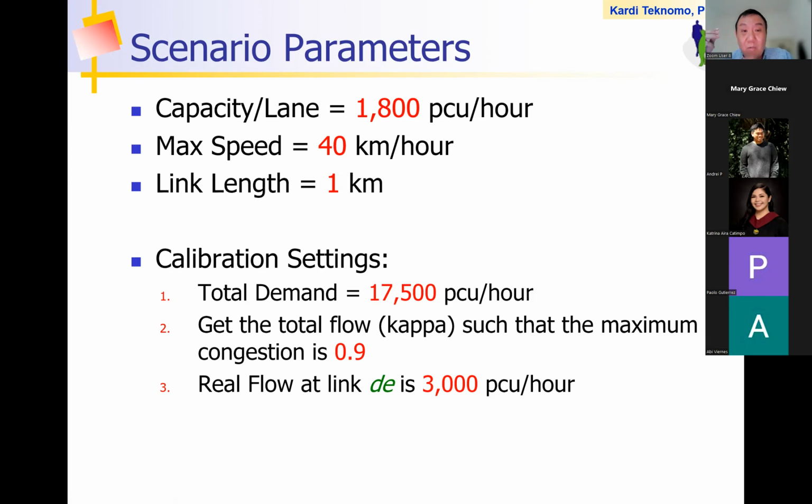Now we will calibrate this ideal flow network with three types of calibration. Number one is if you know the total demand. Number two, if you don't know the total demand, but you know the maximum congestion, 0.9. Or you don't know the total demand, you don't know the maximum congestion, but you know the real link flow that you surveyed in link DE was 3,000 PCU per hour. This is based on the real survey. So either one. Okay, let's do this.